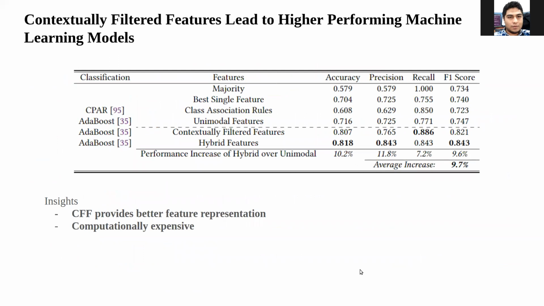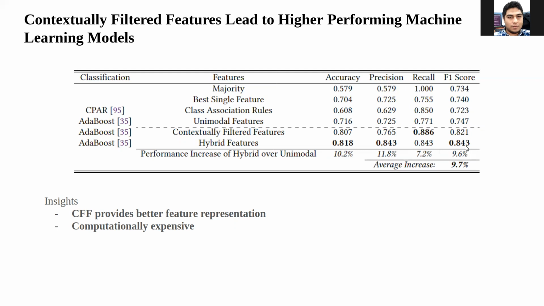So now using those 137 multiplied by 2 features, they obtain these contextually filtered features. And there are also 181 unimodal features, which is the traditional way to use features. And hybrid is actually the concatenation of the two. And we can see they have a good improvement.